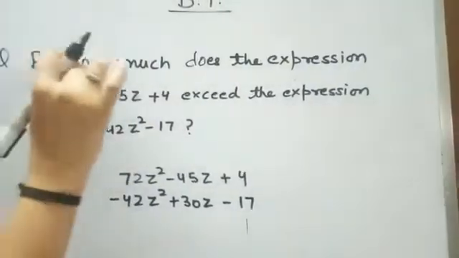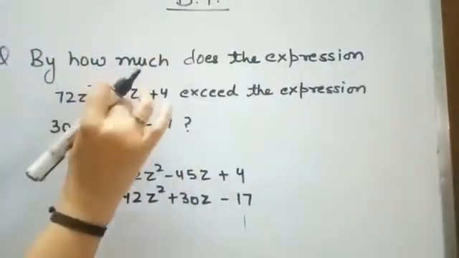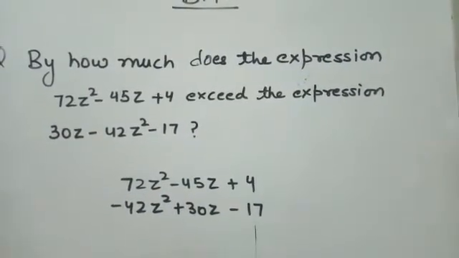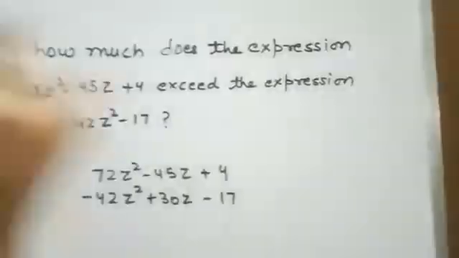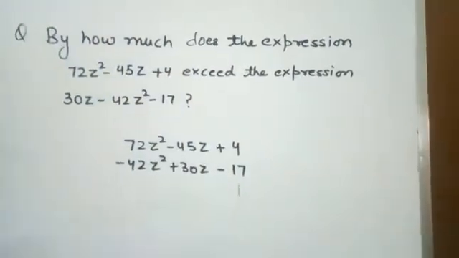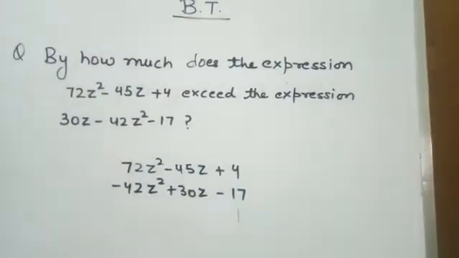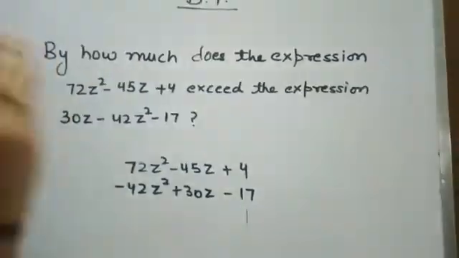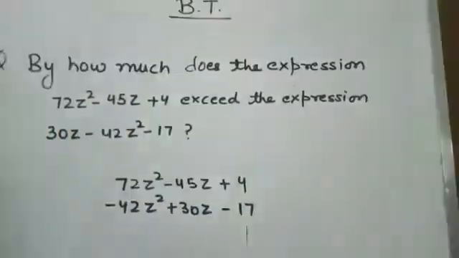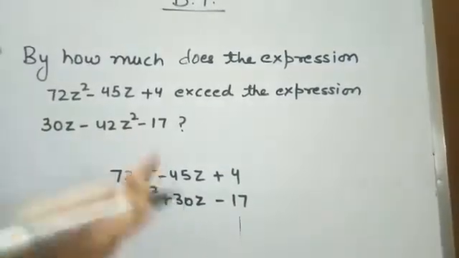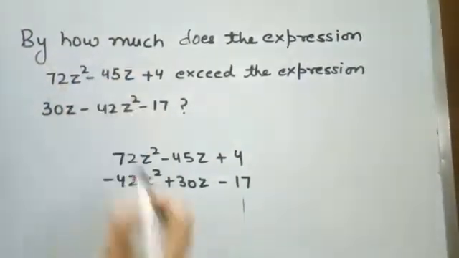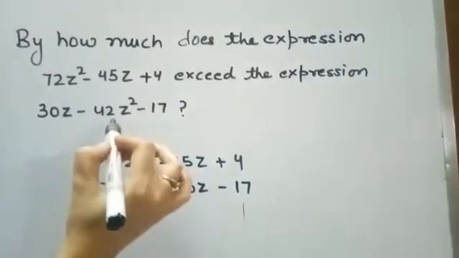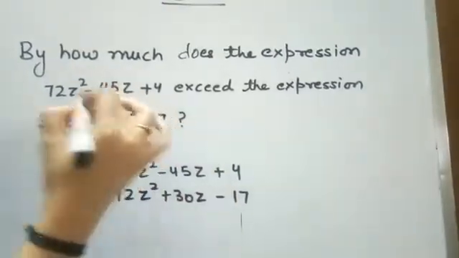If I ask you by how much does 7 exceed 3? Your answer is simply 4. By how much does 16 exceed 10? You will simply say 6. What are you doing? You are subtracting 10 from 16. You are subtracting 3 from 7. So in this question we have to subtract this 30z minus 42z square minus 17 from this.